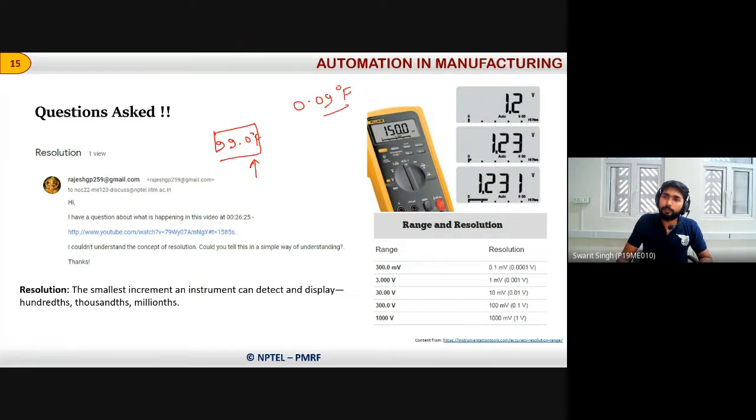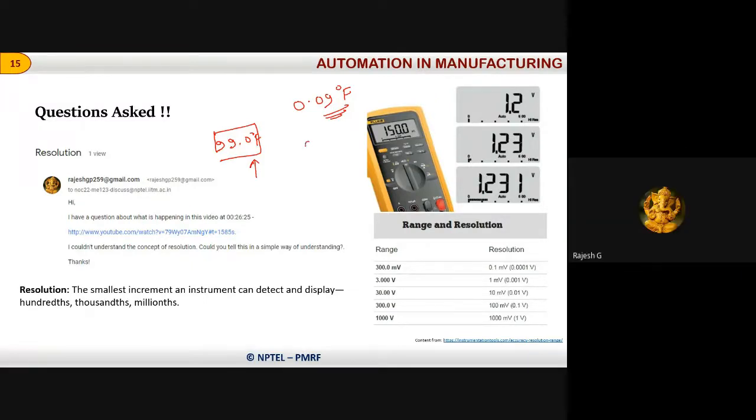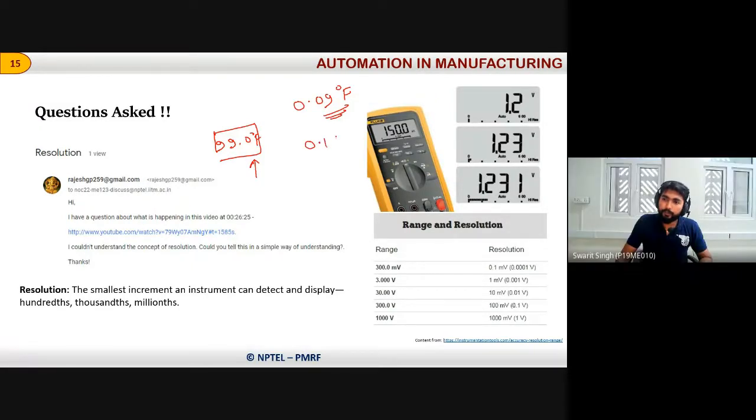It will not be able to detect this small an amount, 0.09 Fahrenheit. It will show 0.1. So this 0.1 will be the resolution of that particular thermometer, right?